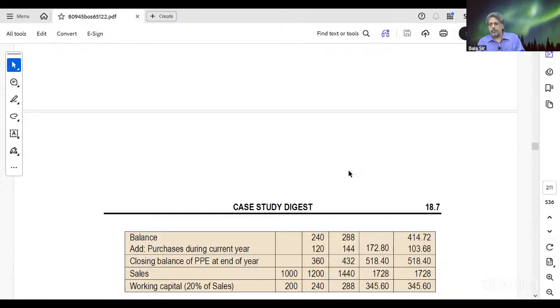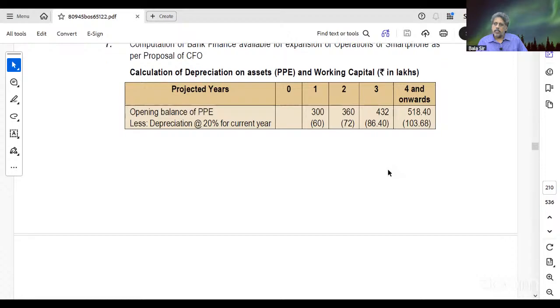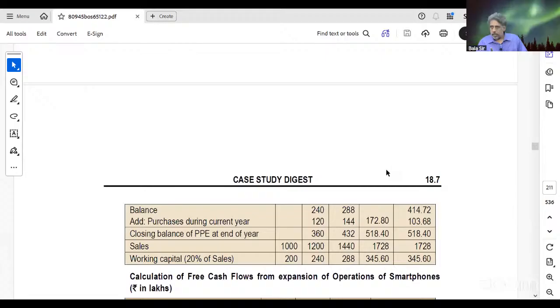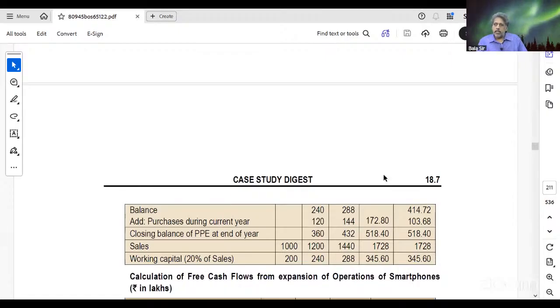Let's go to the third year. What is the opening balance? 432. Very good. And then on that, what is 20% depreciation? 86.4. I think after minusing, they haven't given the balance. Have they given the balance? No, sir. 432 minus this one, you'll get the balance. Okay. And then what is the closing balance you want to maintain? It is 30% of 1728. How much? 518.18. The difference will be the purchase.